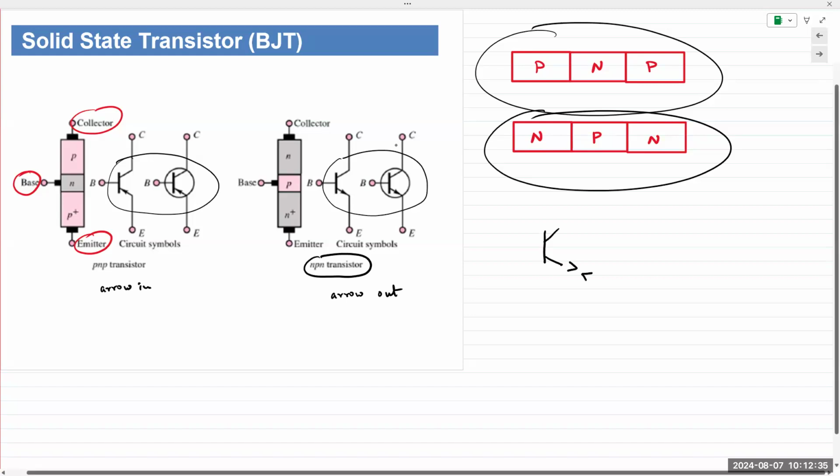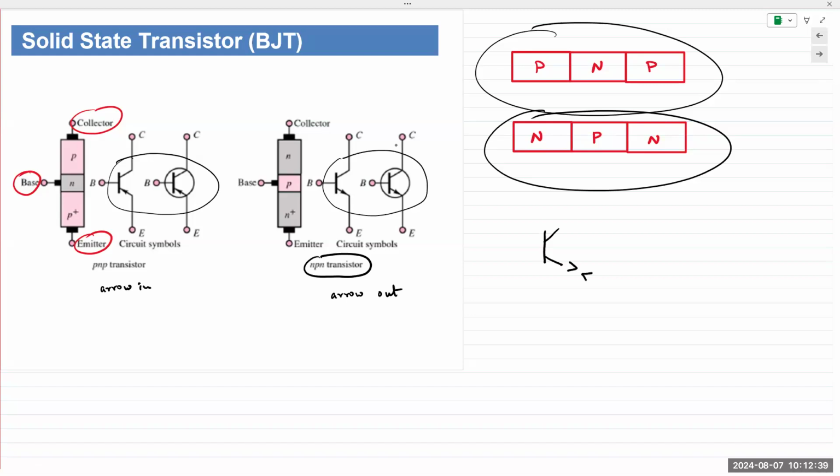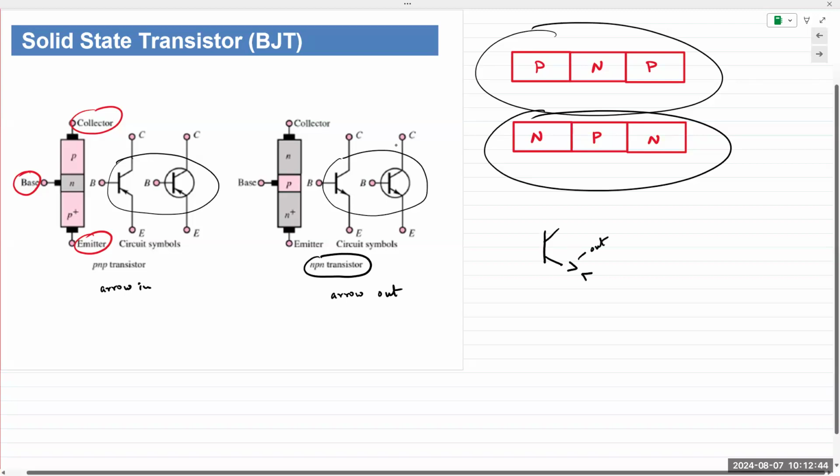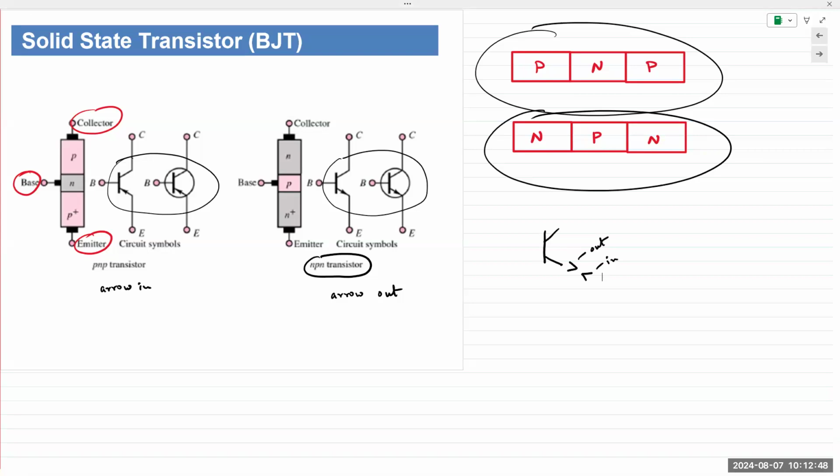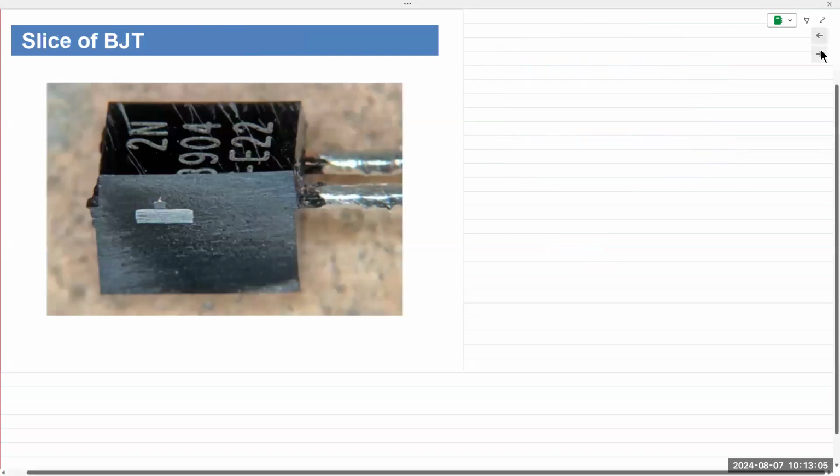Arrow in, that arrow notes the direction of the current flow for the entire device. So this is out and this is in. So when you draw out the transistors, the small arrow is very significant. Okay, so we have an NPN transistor, we have a PNP transistor. Let's see what happens in operation.